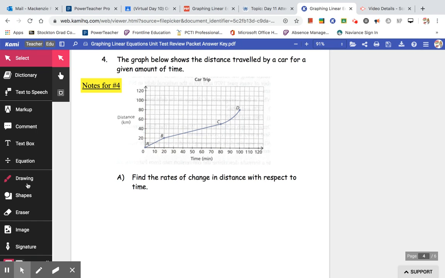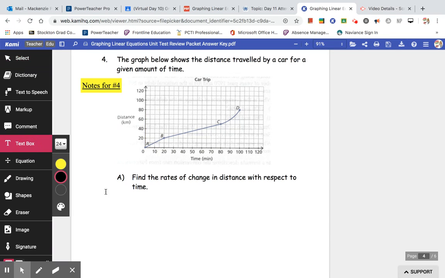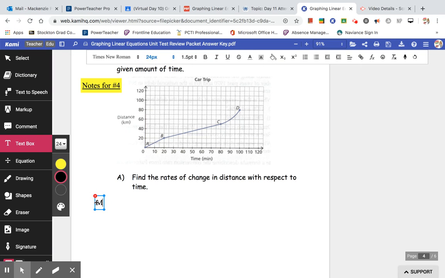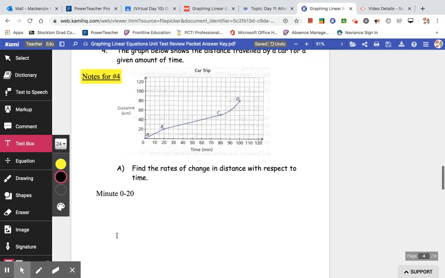So the first thing you want to do when you see this problem is take a look at how many different lines you have. So we have a line from A to B, B to C, and C to D. So we're going to calculate the slope of all of those lines. If we take a look from A to B, it goes from minute 0 to minute 20. So that's how I'm going to label my first calculation: minute 0 to minute 20.